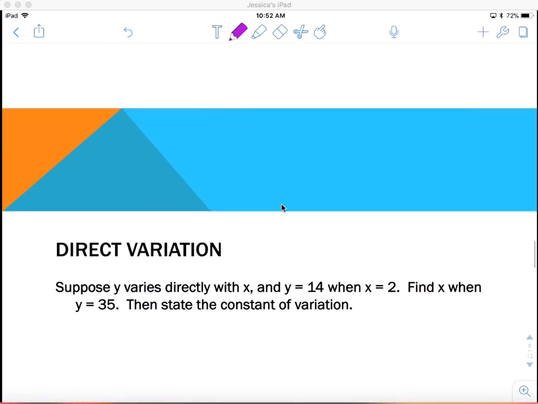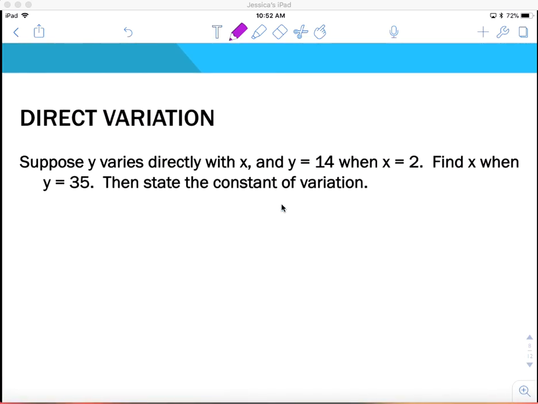Let's look at our next example. It says, suppose y varies directly with x, and y equals 14 when x is 2. Find x when y equals 35. Then state the constant of variation. I am going to show you two different methods to solve this. The first one is by using our equation.